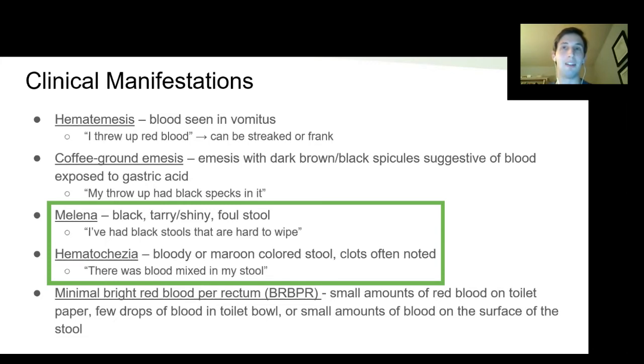It really does look like tar, and really one of the big things that you will hear from patients is that it's really hard to wipe because it has that consistency. And so if someone says, I have really dark stools, then you ask them, are those like sticky? Are they hard to wipe? And they say no.